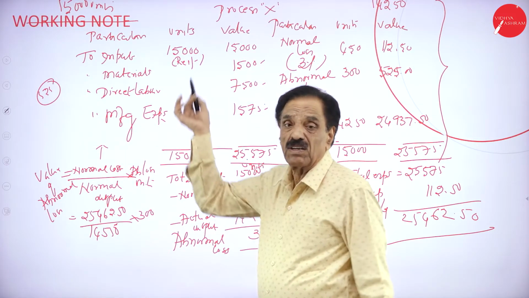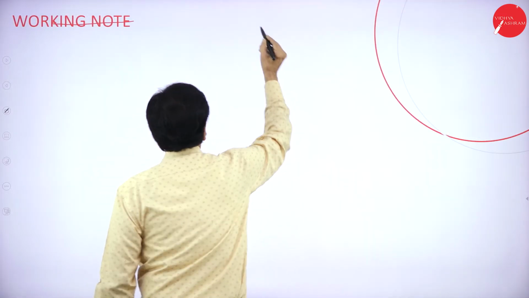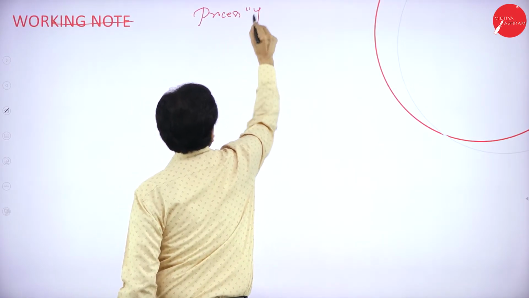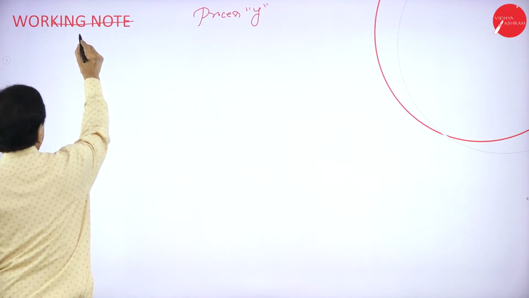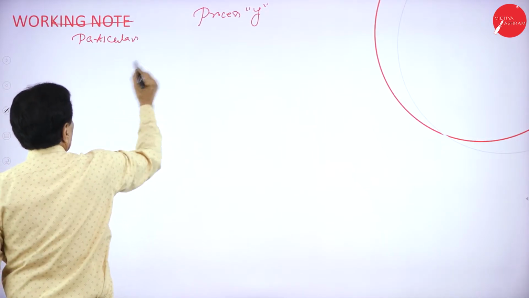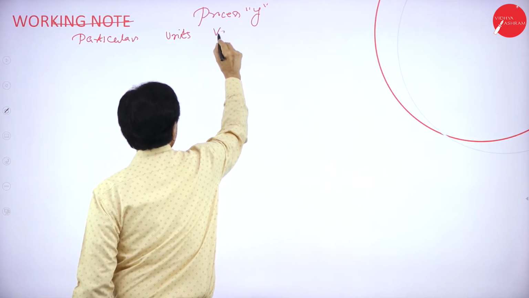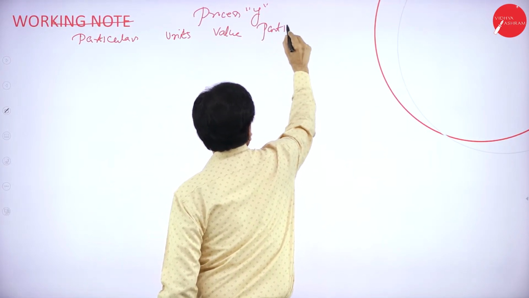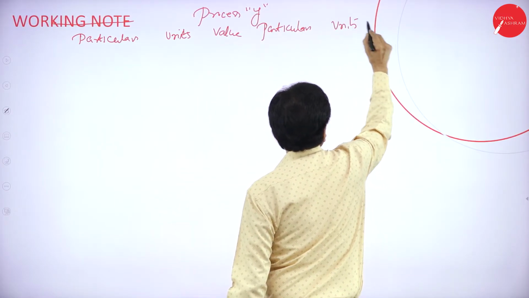So it will be transferred to the next process called Y. We will move on to the next process now. Process Y. You write now: particulars, units, value.